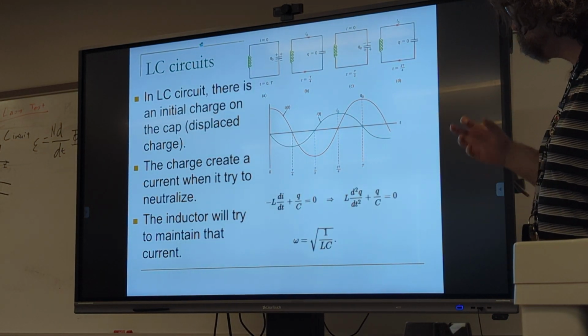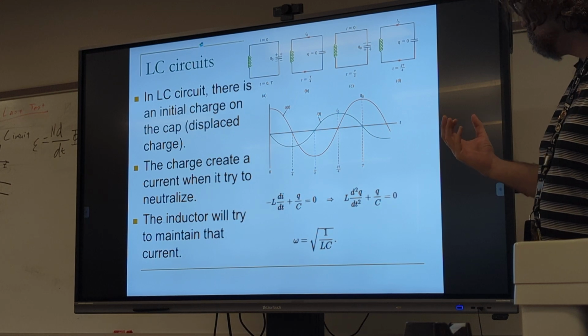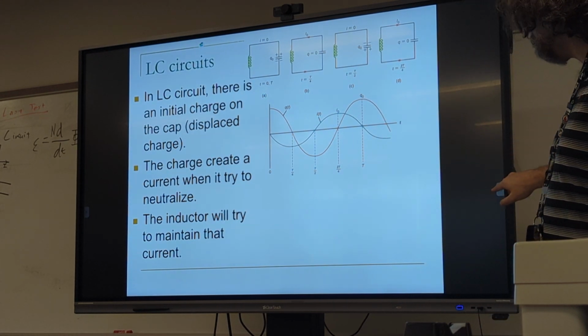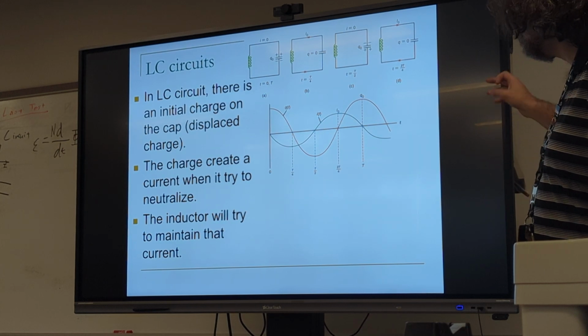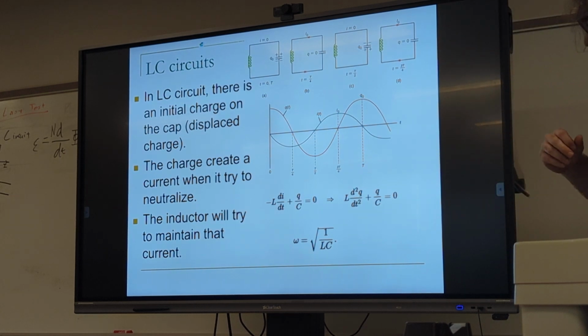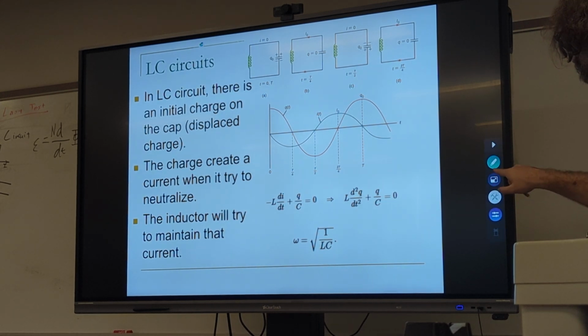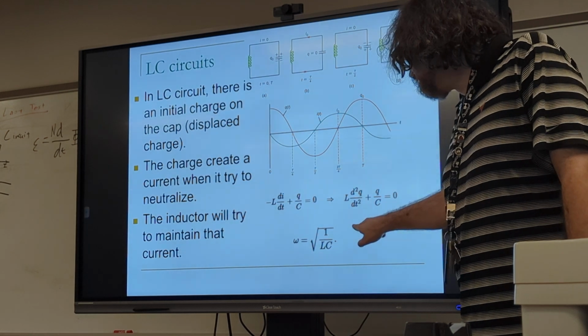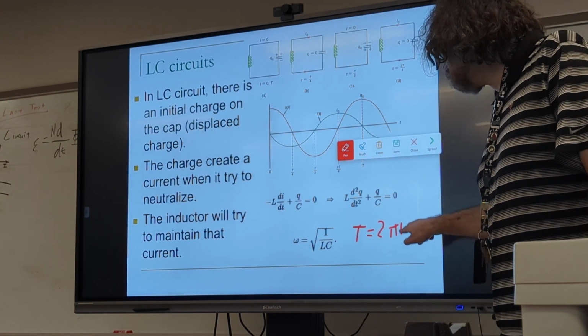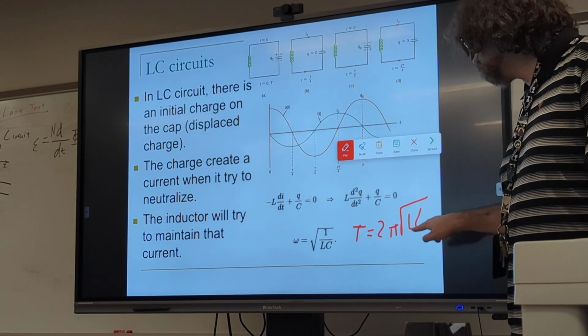Which means if we do Kirchhoff's loop rule, we end up getting the exact same equation we got last time. Actually, I'm not even going to derive it, I'm just going to put it on here because I keep screwing it up: omega squared ends up equaling 1 over LC. So how do I get a period from omega? Well, your period will end up equaling 2 pi times the square root of LC.